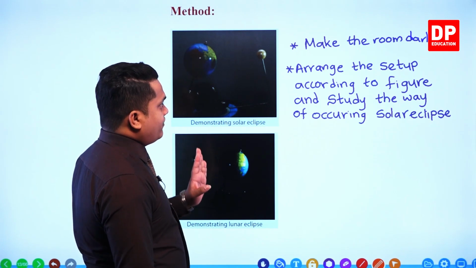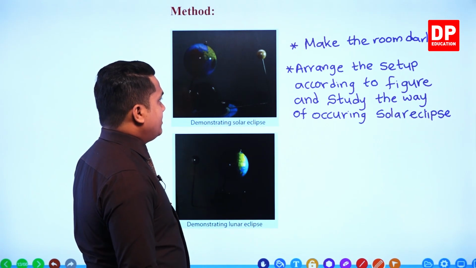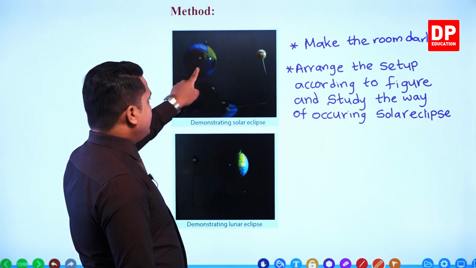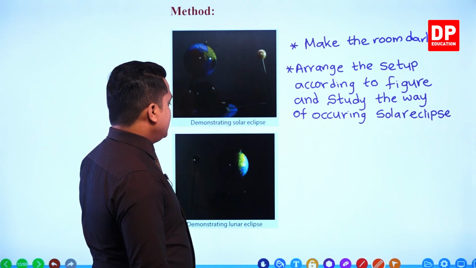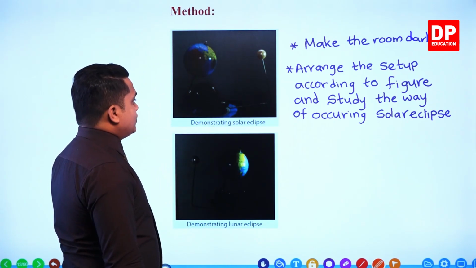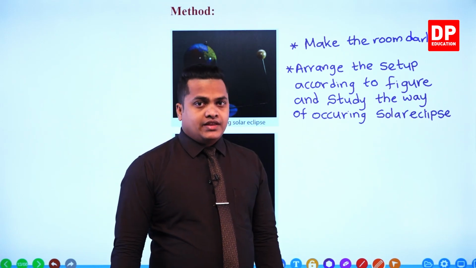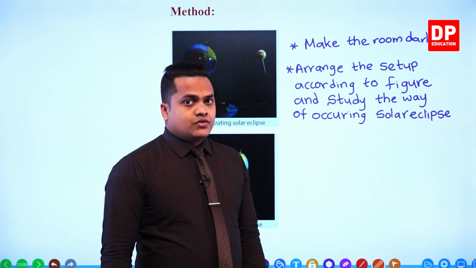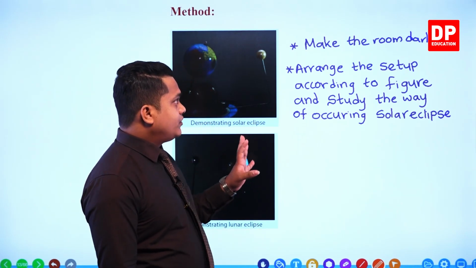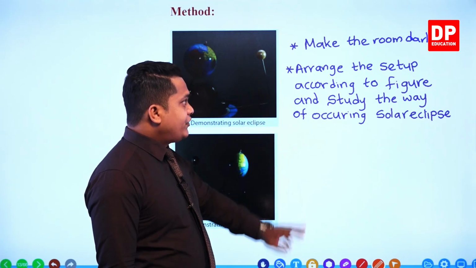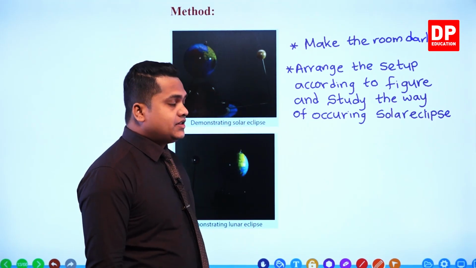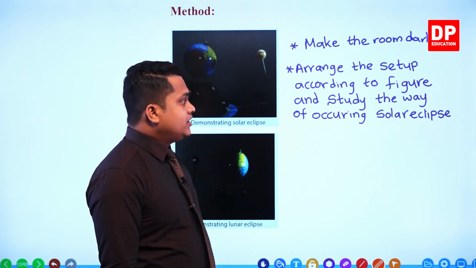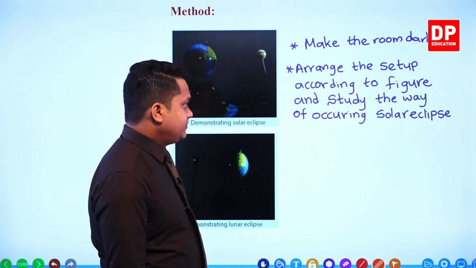So first of all, we have to make the room dark, my dear children. It's very important. Then according to the figure over here, this is the planet Earth. This yellow color one is the sun. So I think you already got the idea, my dear children. You have observed this thing, right? So first of all, what do you have to do? You have to make the room dark. Then you have to arrange the setup according to the figure here. Then you have to study about the way of occurring solar eclipse, right?